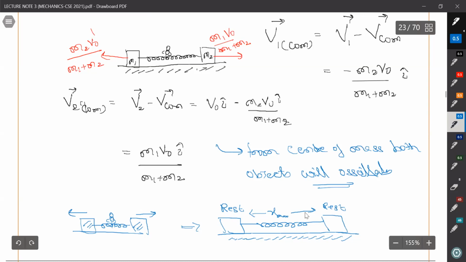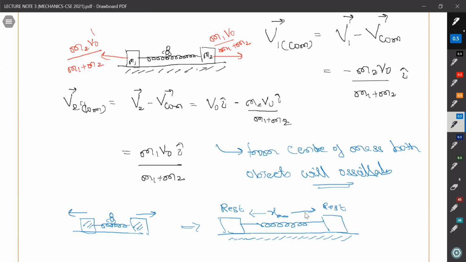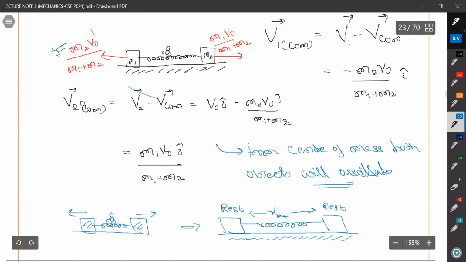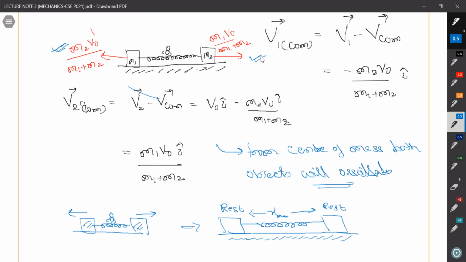So what the center of mass observer is seeing is that the two blocks are going in a to and fro motion, right? They are moving with this velocity at the initial instant, right? So it will become zero, and then it will turn out to be this.